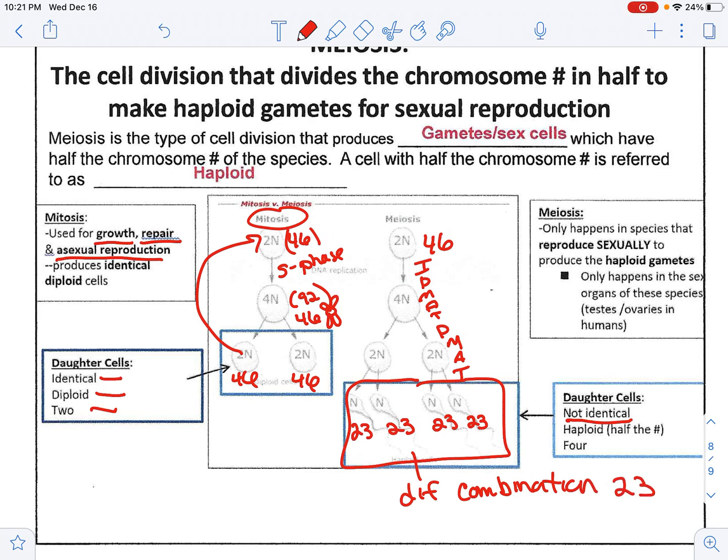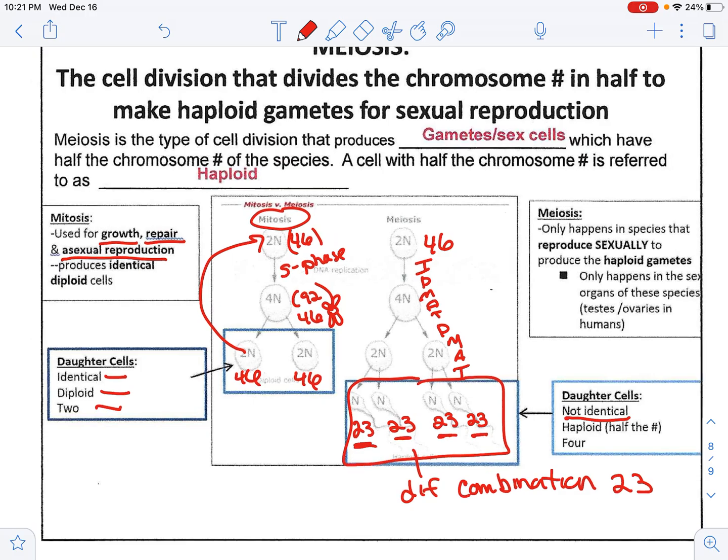Well, they all have 23, but they have a different combination of 23. We're going to see it's like if I had a deck of cards and I split it in half and I gave you half. And then I shuffled it and I gave you half. And I shuffled it and I gave you half. I'm giving you the same number each time, but you're getting different cards. So they have the same haploid number, but we'll see the DNA and the chromosomes are very different, and that's why we get that variety in sexual reproduction.